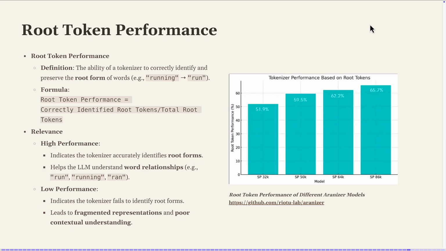Root token performance: the ability of a tokenizer to correctly identify and preserve the root form. For example, with "running," it can identify the root of the token. So look here: 51% in 32K, but a higher percentage in 68K. The bigger vocabulary was able to preserve or identify the roots because it was able to divide the words so the roots came out in a more suitable way. Does it make sense?